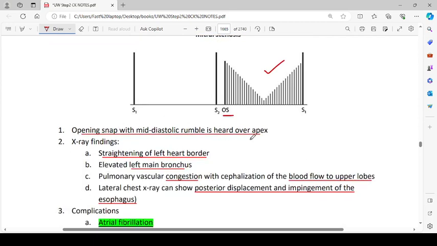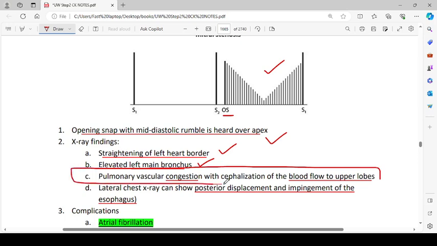Opening snap with mid diastolic rumble is heard over the apex, and the X-ray findings are straightening of the left heart border, elevated left main bronchus, and pulmonary vascular congestion with cephalization of blood flow to the upper lobes. It is an important finding that there will be pulmonary vascular congestion with cephalization whenever there is accumulation of blood in the left atrium, either because of heart failure, mitral stenosis, or any other pathology. The same finding will be seen when we study heart failure.